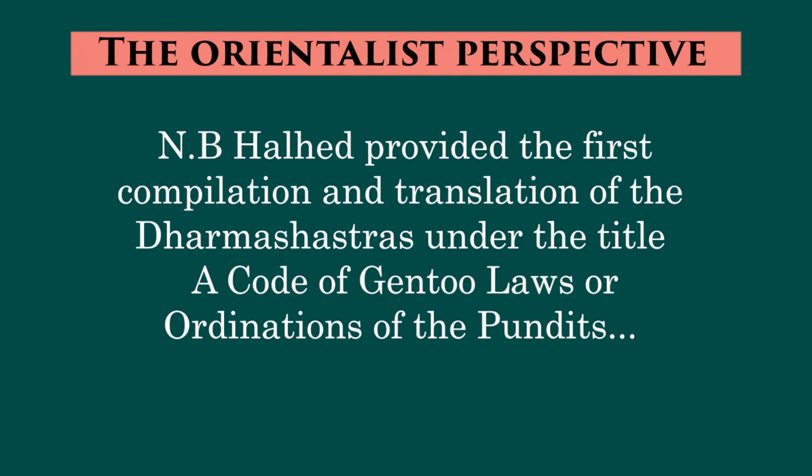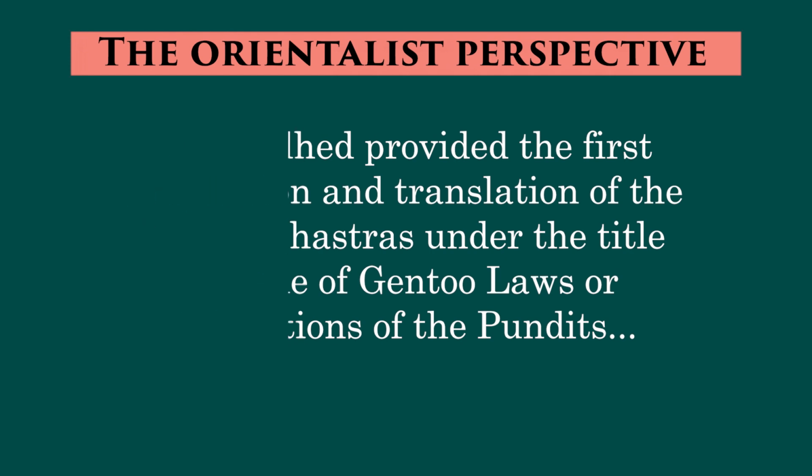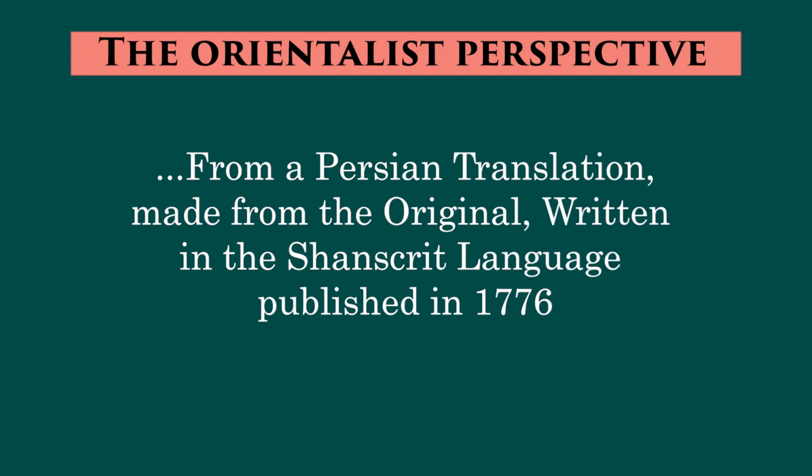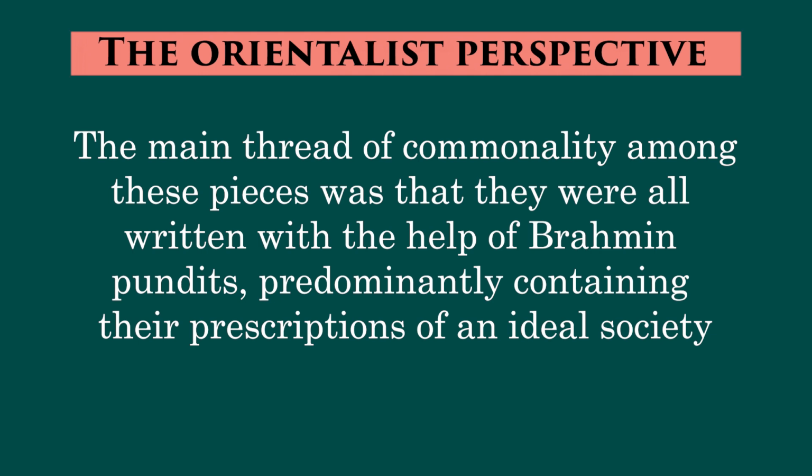Similarly, N.B. Halhed provided the first compilation of Dharma Shastras, and the title was A Code of Gentoo Laws or Ordinations of the Pandits, from a Persian translation made from the original, written in the Sanskrit language, published in 1776. So, the main common aspect in these publications was that all of these writings were written with the help of Brahmin Pandits, and they contained the prescriptions of an ideal society as the Brahmins had thought of.